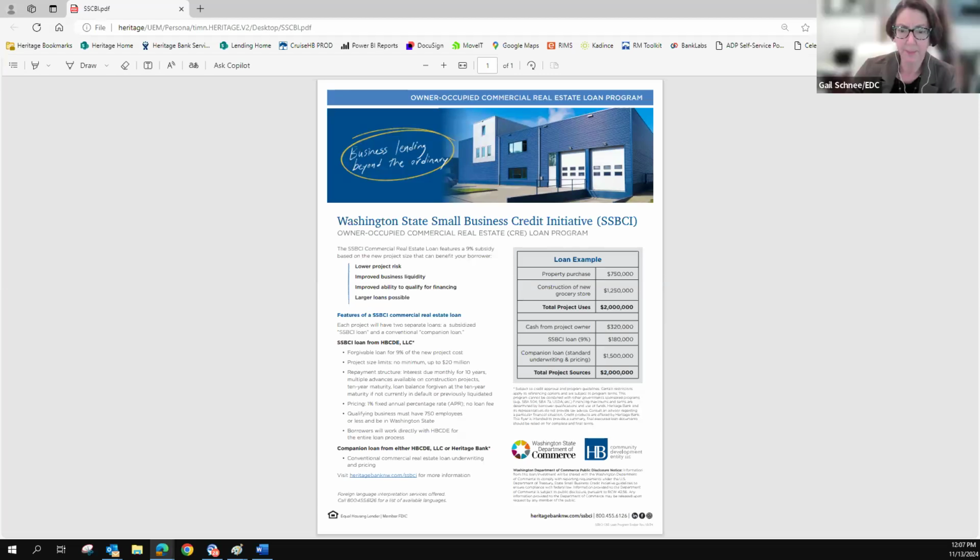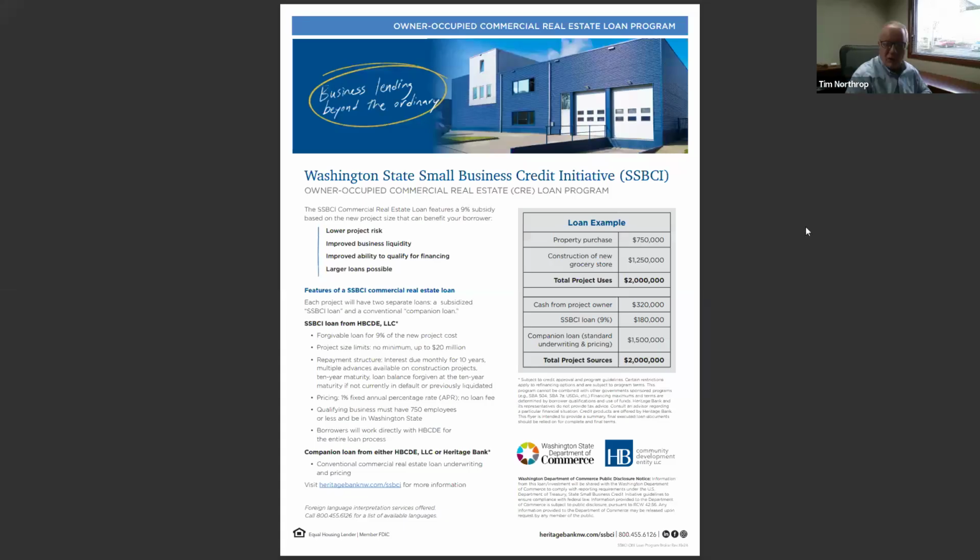Looks great. Okay. So this is kind of an interesting loan. We actually work with the Washington State Department of Commerce in this program. And last year, Heritage Bank was awarded the funding to do this type of lending. We're the only bank in the state that received it, so it's pretty unique to Heritage Bank.